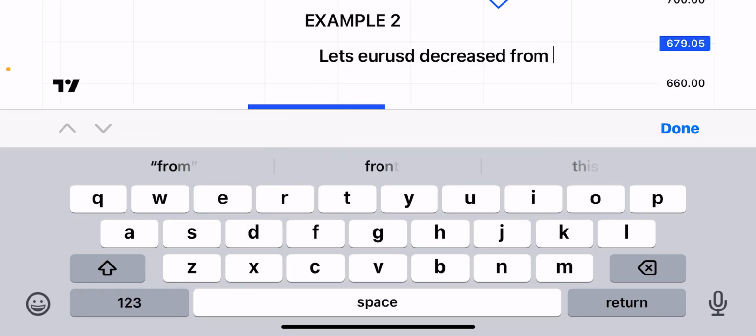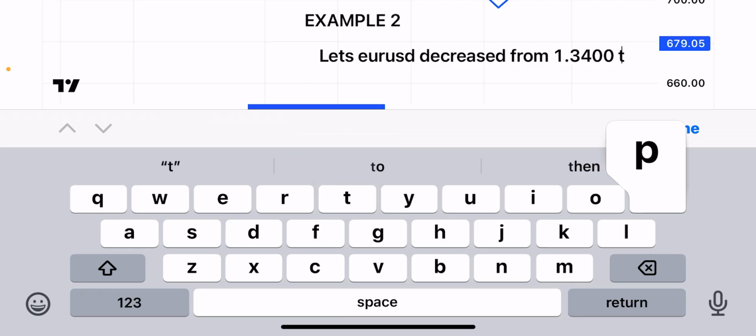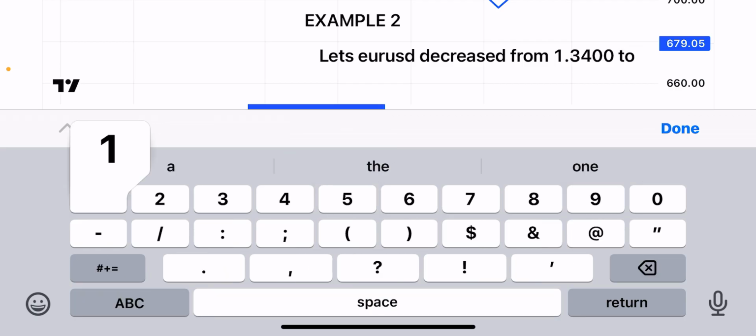Decreased from, let me use a simple number, 1.3400 to 1.3350.